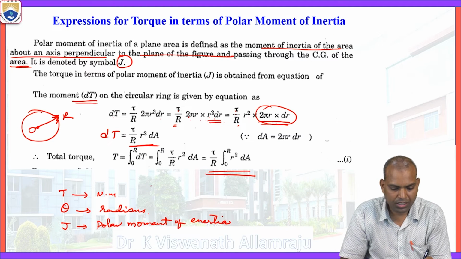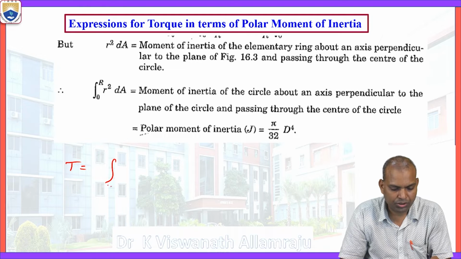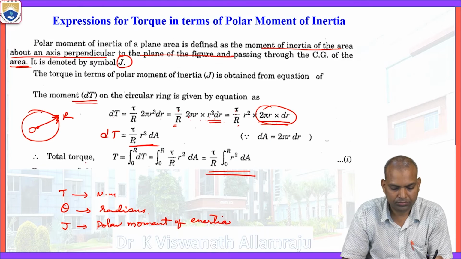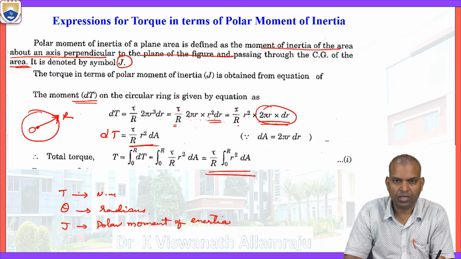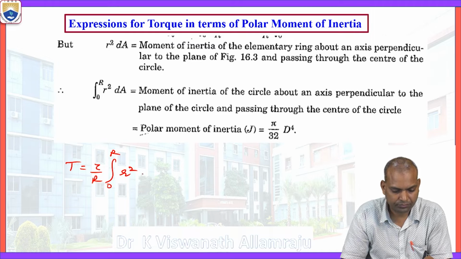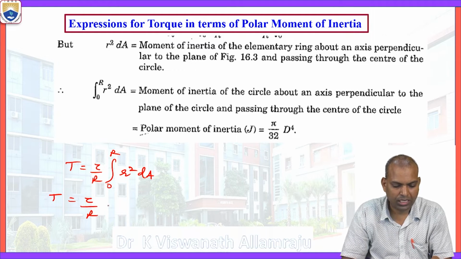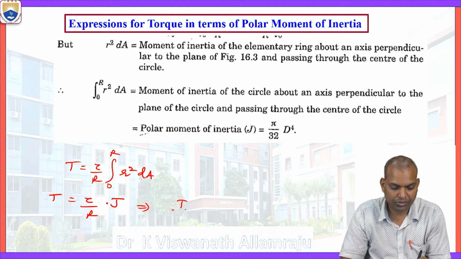This is T equal to integral 0 to R of tau by R times r squared dA. This is tau by R. This integral of r squared dA is known as J. From this equation, it becomes T by J equal to tau by R.